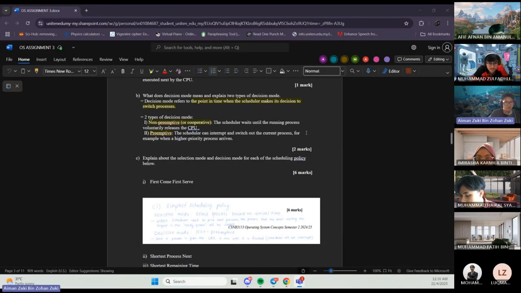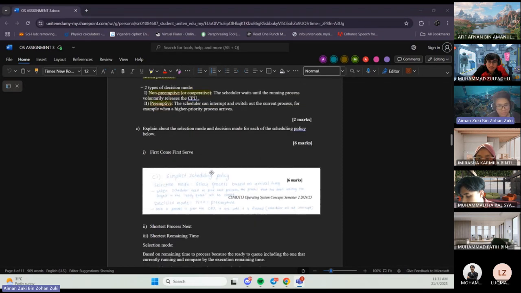For part C, explain the selection mode and decision mode for each of the scheduling policies below. First come first serve is the simplest scheduling policy. For selection mode, it will select the process based on arrival time, which means that when the scheduler needs to pick the next process to run, the process that has been waiting the longest in the ready queue will be chosen first. For decision mode, it is non-preemptive, which means that once a process is given the CPU, it will run until it is finished without being interrupted by the scheduler.